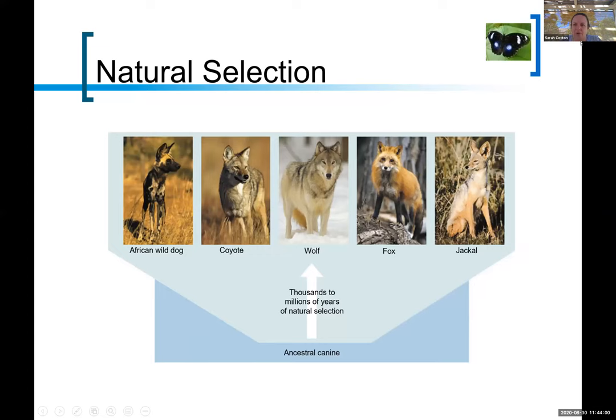Okay, so what is natural selection anyway? What is it based on? What's it about? What does it say? Natural selection is based on some very fundamental principles that are absolutely observable. So let's go through those.